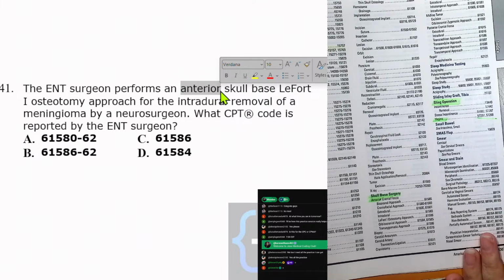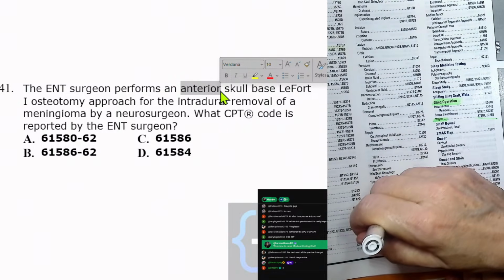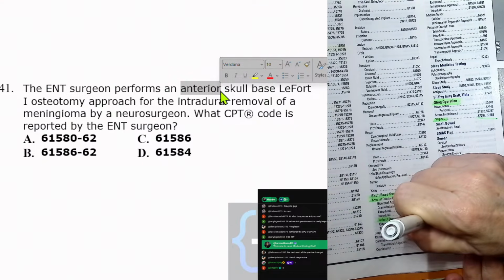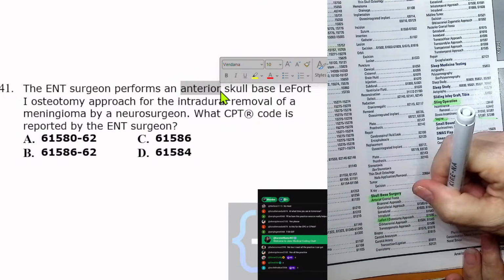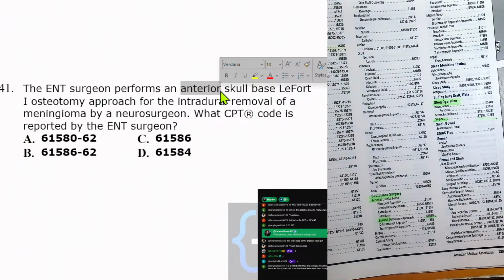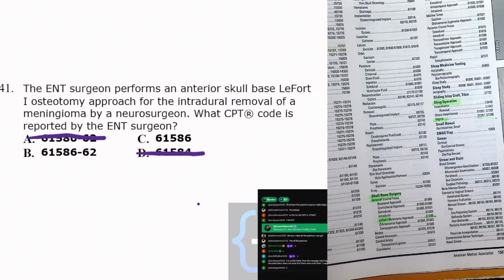And I see that we have a Lefort 1, and we have that in our little indentation right there. That tells me my correct answer has to be 61586. Then I could get rid of any answer that does not have that code in it. Now my answer is just a difference between B or C.